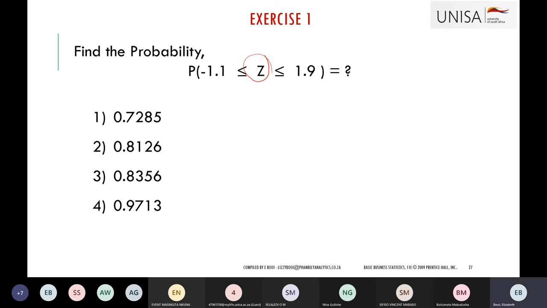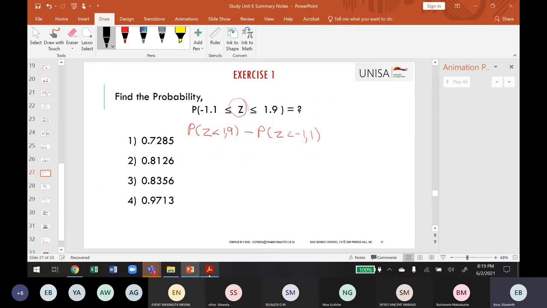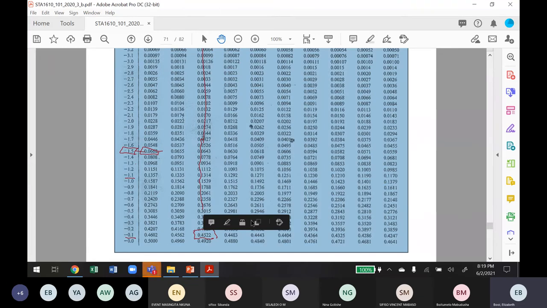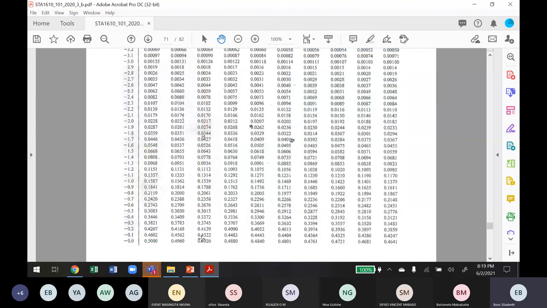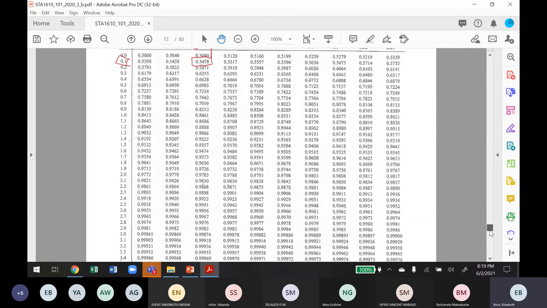Do you want me to go to the tables? Let me know just now. So remember that you will need to find the probability of Z less than 1.9. And you need to find the probability of Z less than minus 1.1. You want me to go to the table? Let me just go to the tables. We'll start with the positive side. We're looking for 1.9.